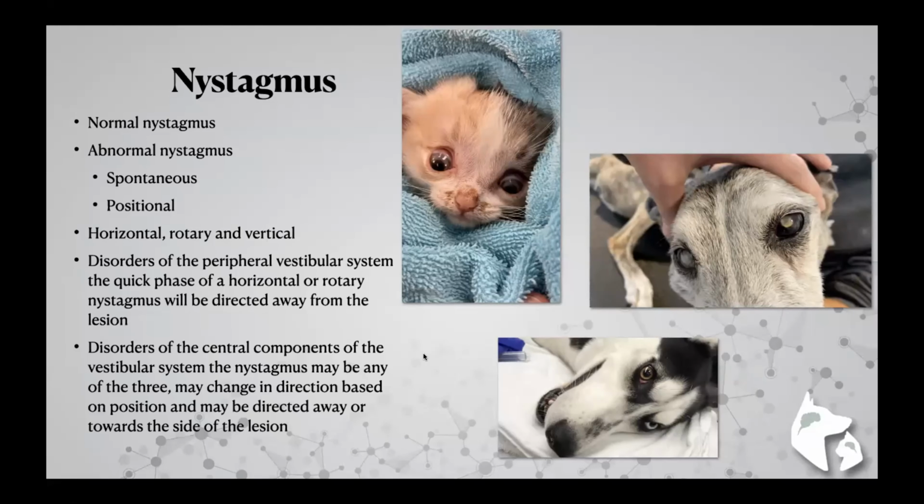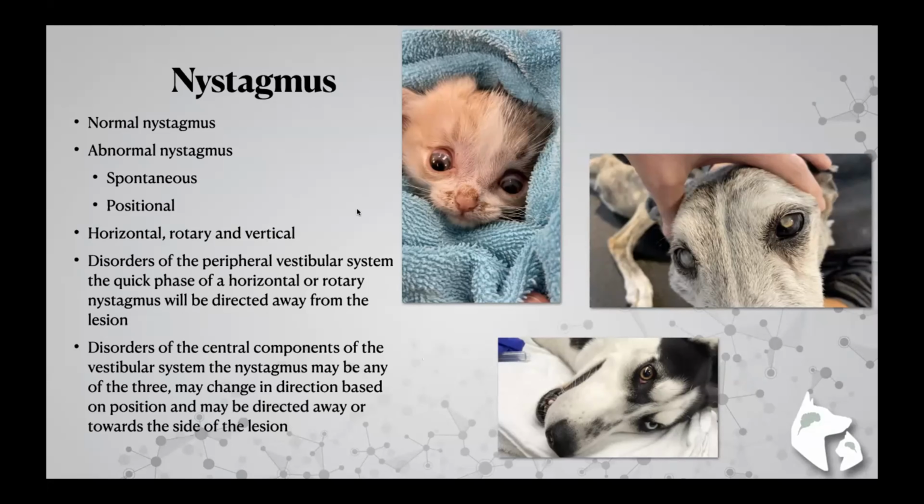So, nystagmus. Nystagmus is a rapid eye movement, and you have normal nystagmus and abnormal nystagmus. Abnormal nystagmus can be spontaneous or positional. Normal nystagmus is what we call physiologic nystagmus. When you move the head from side to side, you will see a natural flicking of the eyes, and that is a normal nystagmus. You should always test for that.